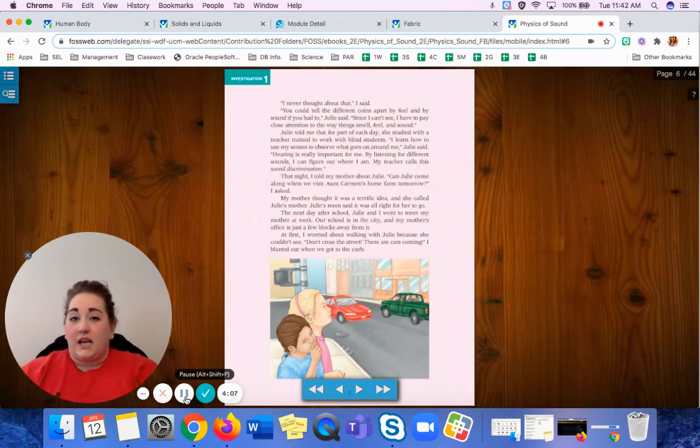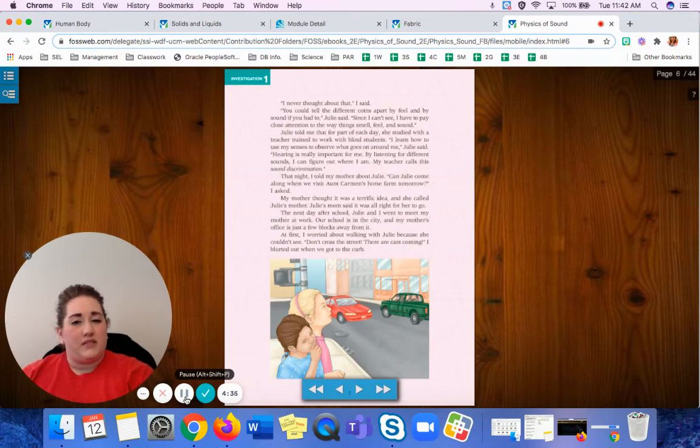What do you think is going to happen next? We know Julie can drop coins and tell the different sounds apart. We know she's using sound, smell, and feel to figure out what different things are. What else do you think Julie uses in order to figure out the world around her? What are some examples of things you listen to in order to understand?